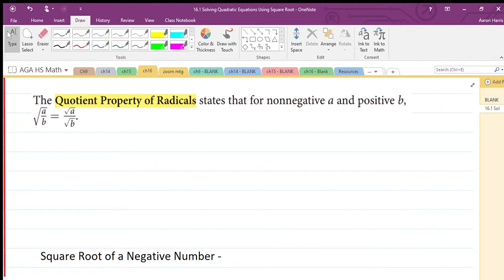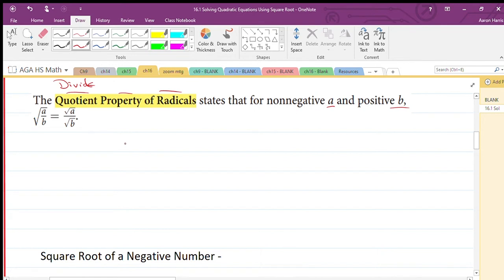The quotient property of radicals. Quotient meaning what? Yes, divide. So the quotient property of radicals states that for non-negative a or b, remember we're not dealing with negatives, because that's going to be a little different, then I can say the square root of a divided by b is really the square root of a divided by the square root of b.